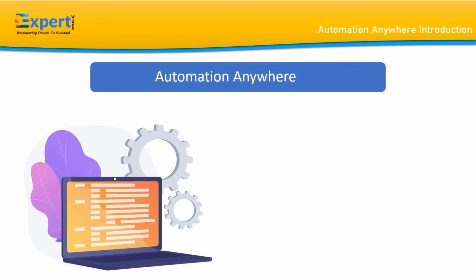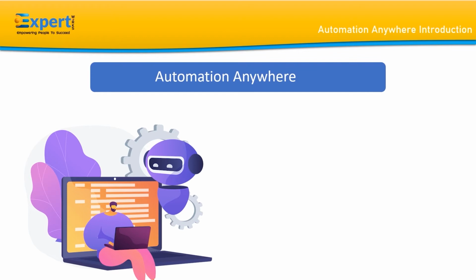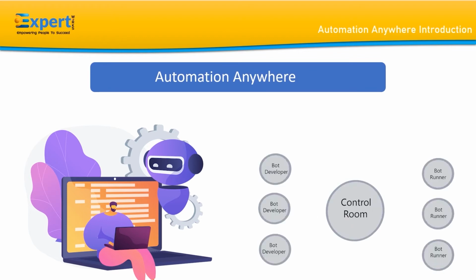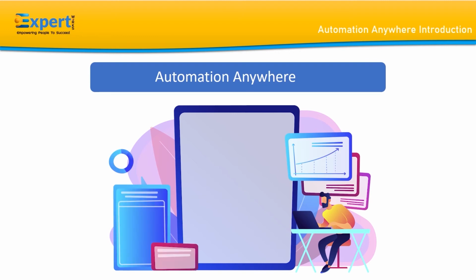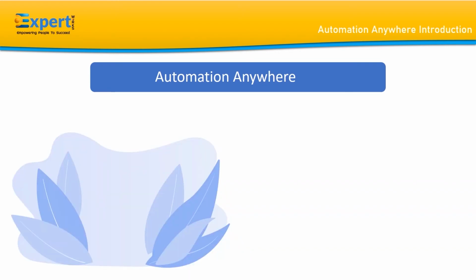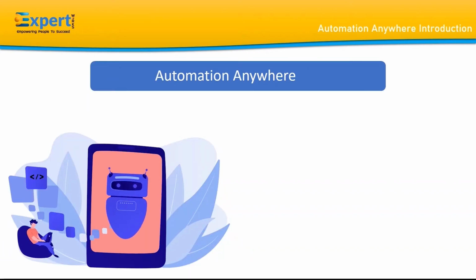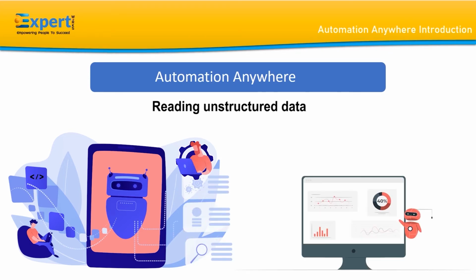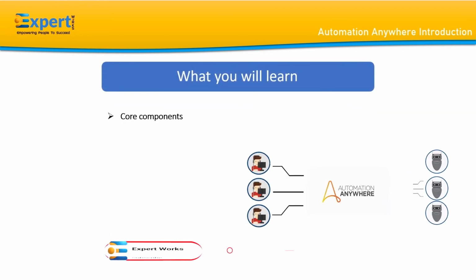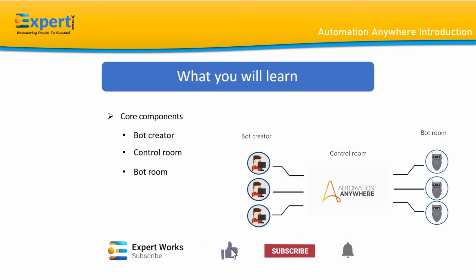Automation Anywhere is a web-based management system that uses a control room to run the automated tasks. It can automate end-to-end business operations for companies. This tool combines conventional RPA with intellectual elements like natural language understanding and reading any unstructured data. The three core components of Automation Anywhere are Bot Creator, Control Room, and Bot Room.